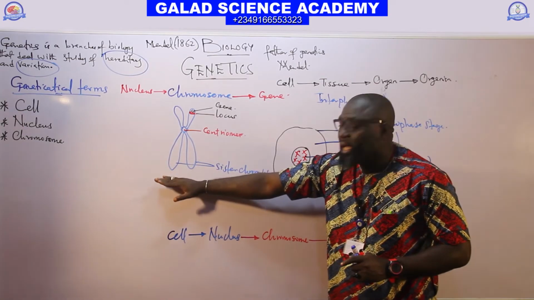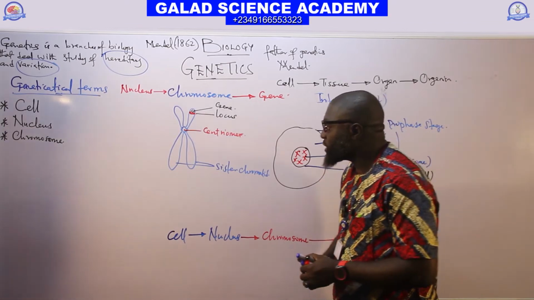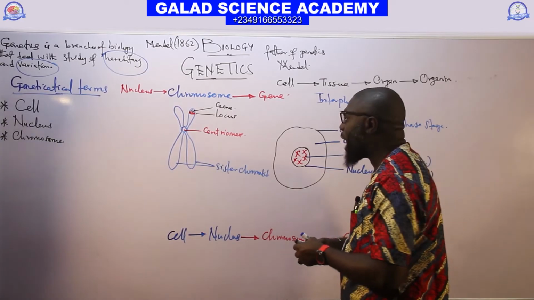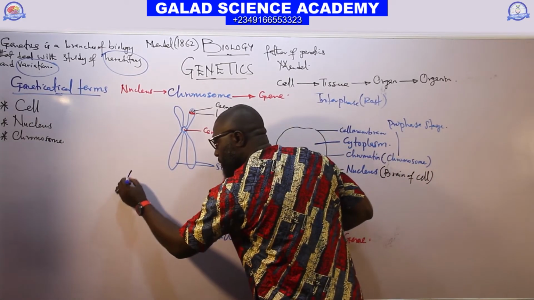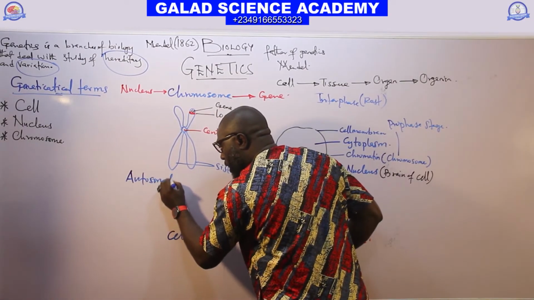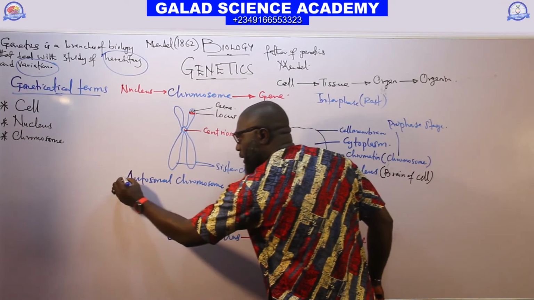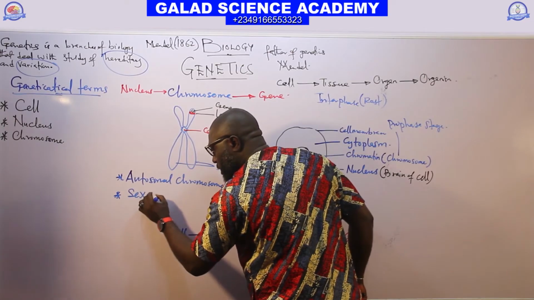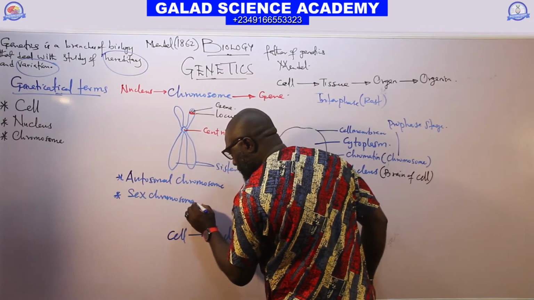And this chromosome can now be divided into two parts. There are two types of chromosome. The first one we have is autosomal chromosome, and the second one we have sex chromosome.